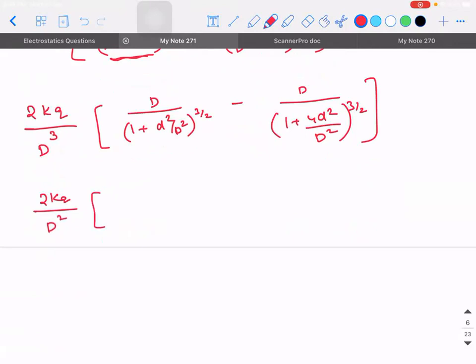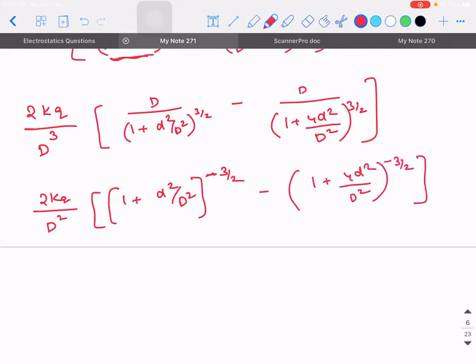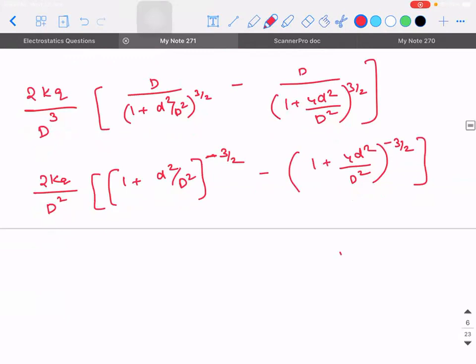2kq divided by D square into (1 plus D square by capital D square) the whole power minus 3 by 2, minus (1 plus 4D square by capital D square) the whole power minus 3 by 2. Tell me one thing. (1 plus x) the whole power n is approximated to how much when the value of mod x is very much less than 1? 1 plus nx. Apply the same logic here. D by capital D. So D square by capital D square is very much less than 1.